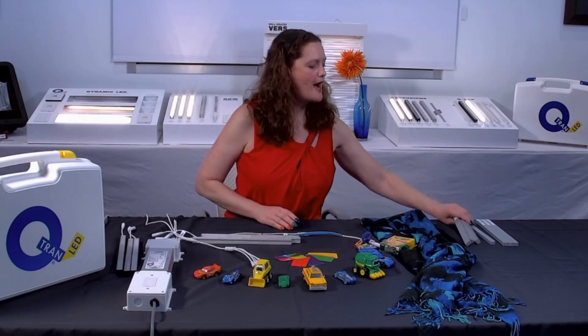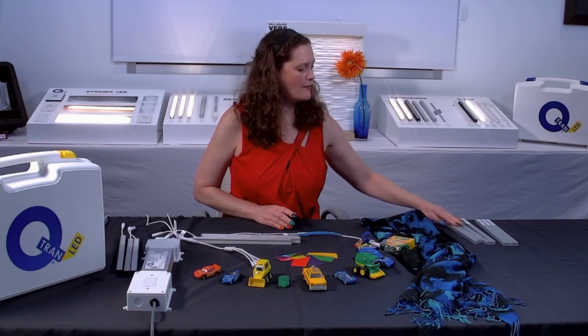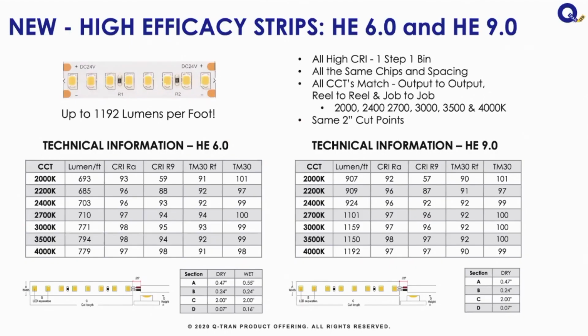So Tyler, I just want to be cognizant of time and make sure that we talk about our new stuff. So we've got some information here on our new high efficacy strips available in 6 and 9 watts per foot. Both of these static white LED tape are one step, one bin. They use the same chips in the same spacing, the same idea for our 1.5, 3, 4, and 5 watts a foot we talked about earlier.